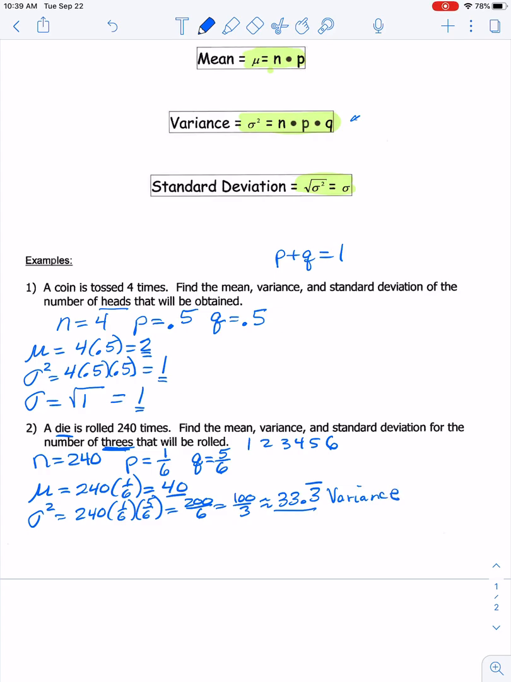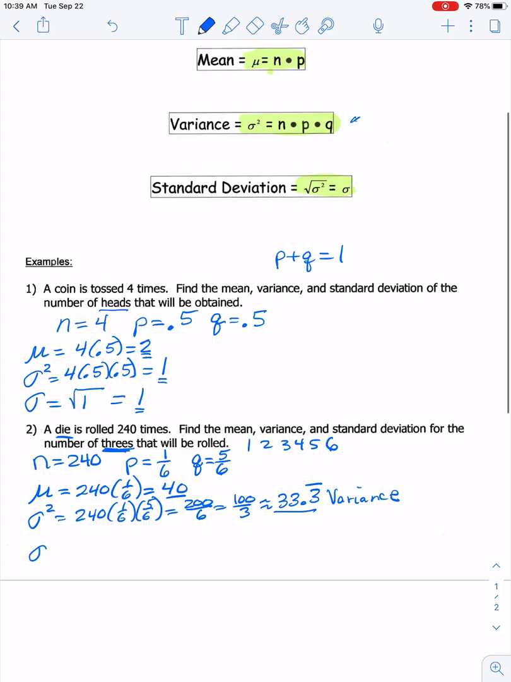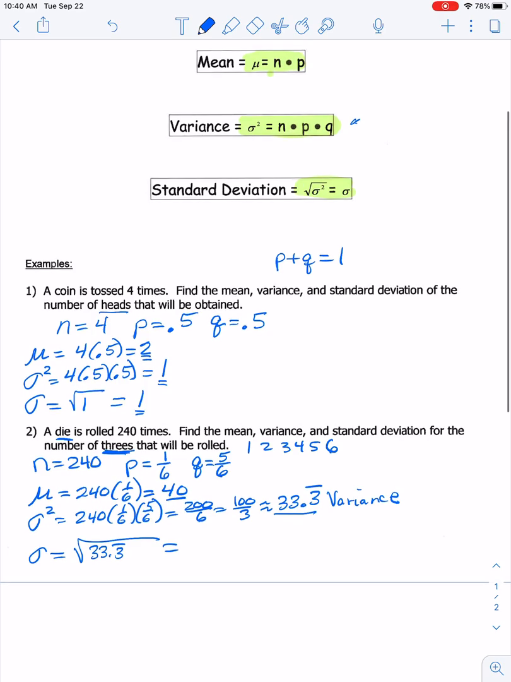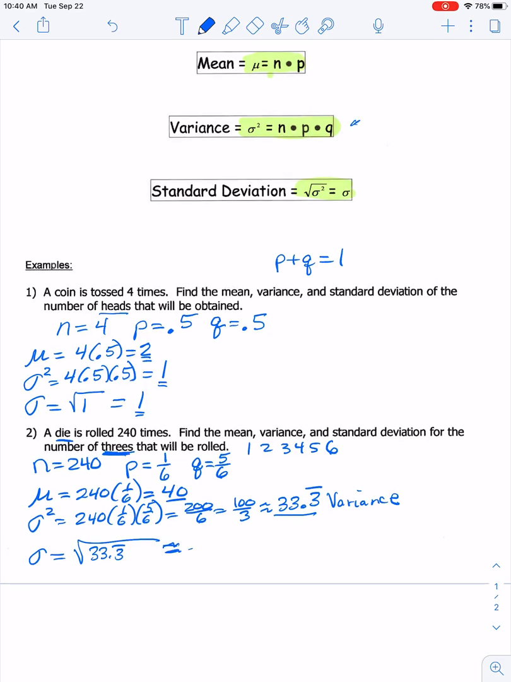And then lastly, you take the square root of that answer. Be best to hold all those decimals in your calculator when you do it. So you have like 33.3 repeating in your calculator. Take the square root of that, and we're getting approximately 5.8, and that would be your standard deviation. Okay, and up here was your mean.